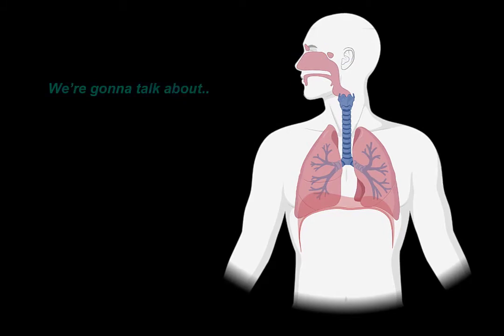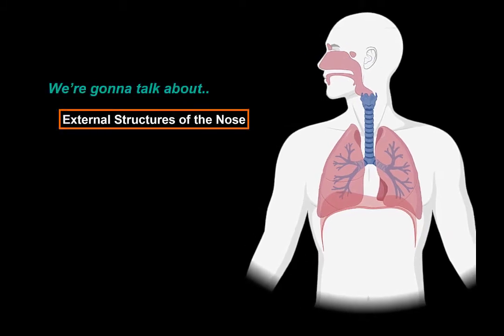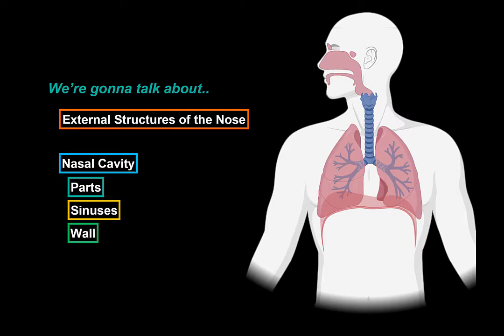So in this video, we will start by covering the external structures of the nose, including its cartilage. Then we will split open the head and try to cover the anatomy of the nasal cavity, where we will be talking about the parts of the nasal cavity, the sinuses, and then talk about the layers of the nasal cavity wall. So let's now start with the external nose.